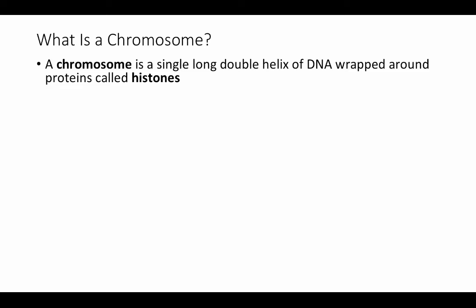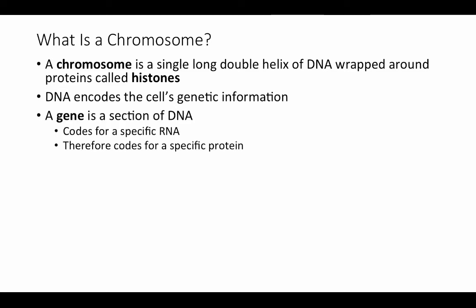A chromosome is a single long double helix of DNA. So remember, one molecule, one super long molecule of this DNA polymer that's going to be wrapped around proteins called histones. So recall that DNA encodes all of the cell's genetic information. And when we talk about a gene, we're talking about a section of DNA, but not just any old section of DNA. So a gene is a specific section of DNA that's going to code for a specific messenger RNA, and that messenger RNA is in turn going to code for a specific protein. So a gene is a section of DNA that codes for a single protein.